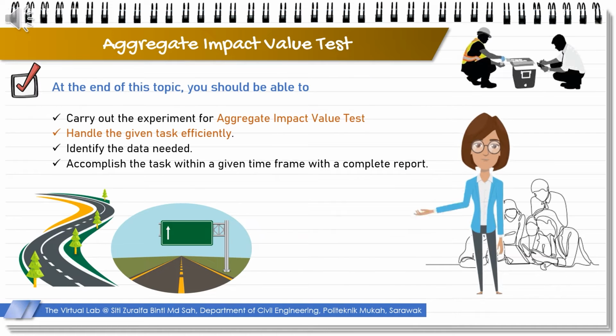Before we proceed with the lesson, let me tell you about the learning outcomes of this topic. First, student able to carry out the experiment for impact test value aggregate. Second, student able to handle the given task efficiently. Third, student able to identify the data needed. Lastly, student able to accomplish the task within a given time frame with a complete report.